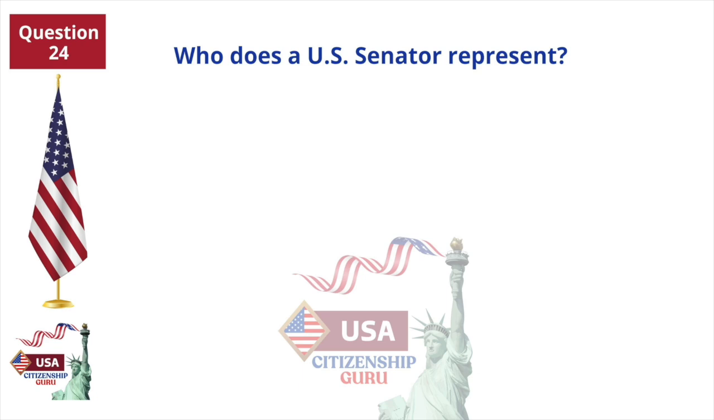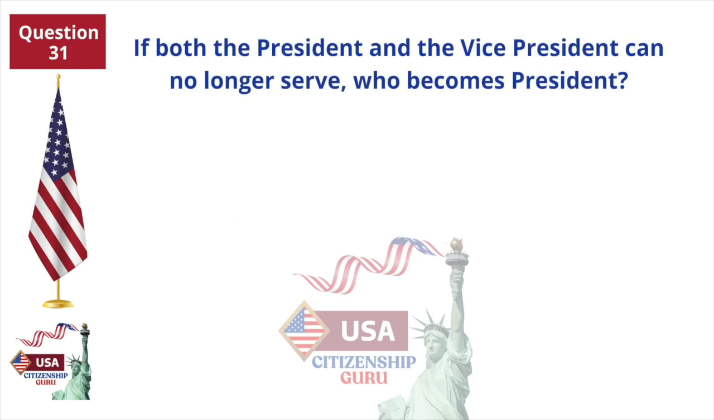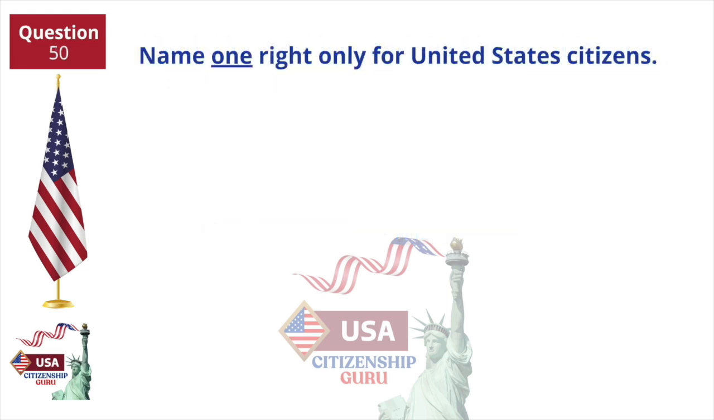Who does a U.S. senator represent? All people of the state. If both the president and the vice president can no longer serve, who becomes president? The Speaker of the House. Name one right, only for United States citizens. Vote in a federal election.